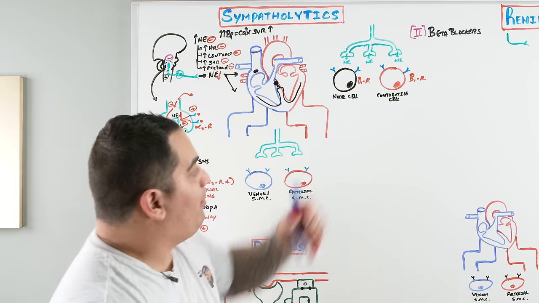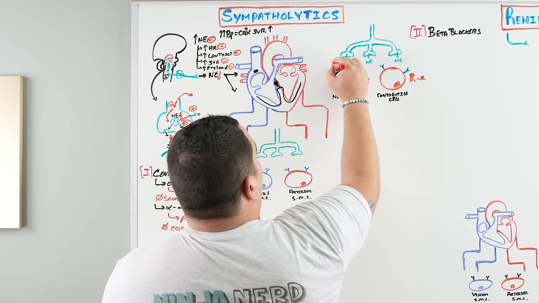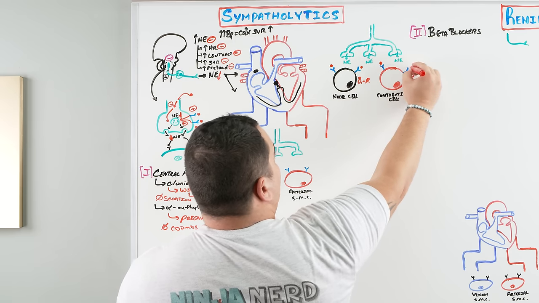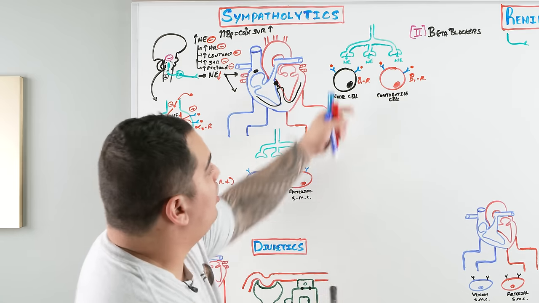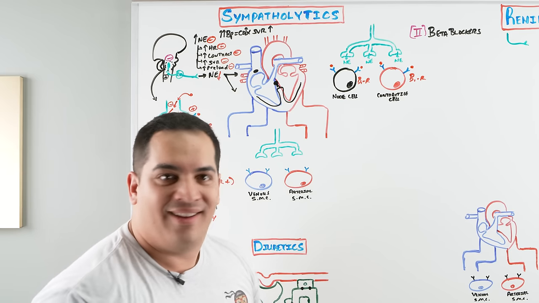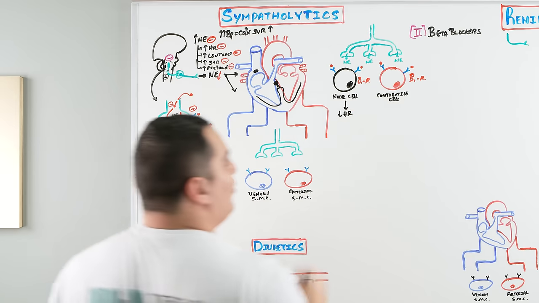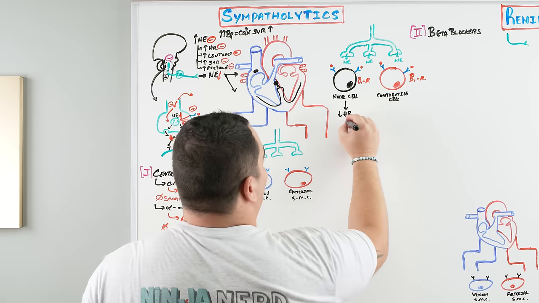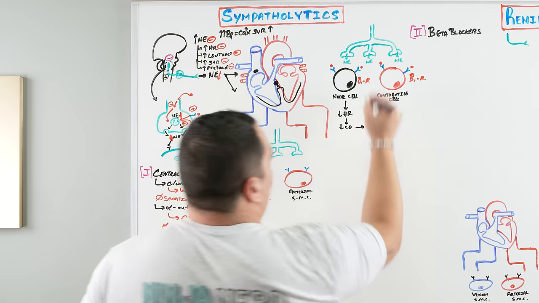So if I give a beta blocker, I'm going to block norepinephrine from being able to exert its effect. I'm going to produce an opposing effect. I'm going to inhibit the nodal cell from being able to fire. And that's going to suppress the patient's heart rate. That's going to drop their cardiac output, and then subsequently it's going to drop their blood pressure.